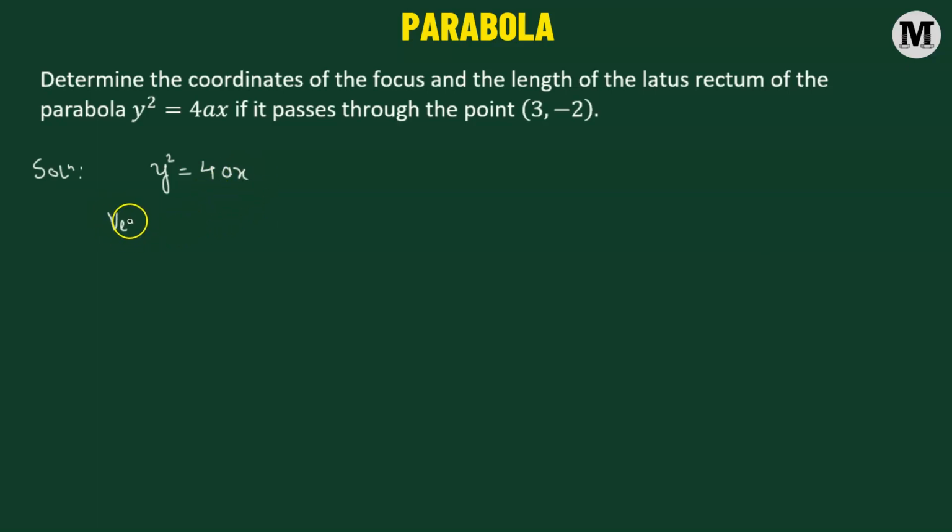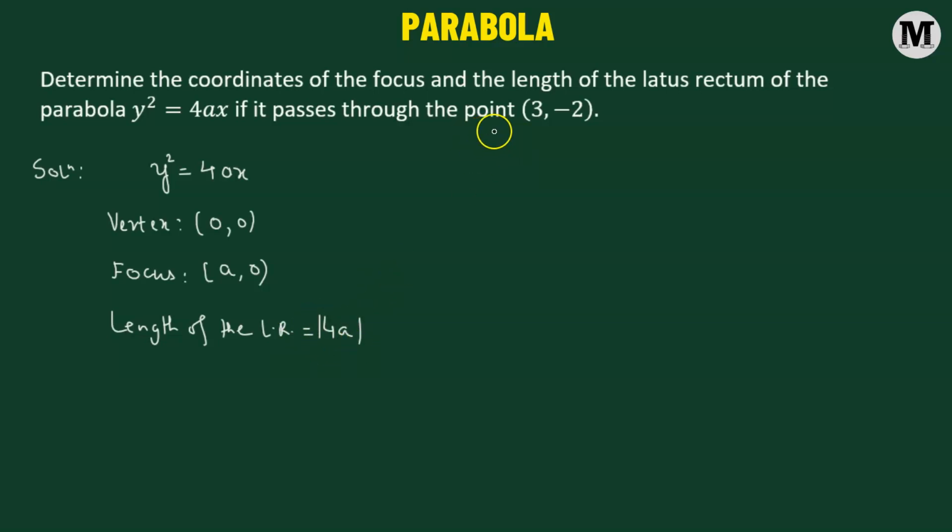The coordinates of the vertex of this parabola is going to be at the origin (0, 0). Now, the coordinates of the focus of this parabola is going to be at (a, 0), and the length of the latus rectum of the parabola is given by the absolute value of 4 times a.